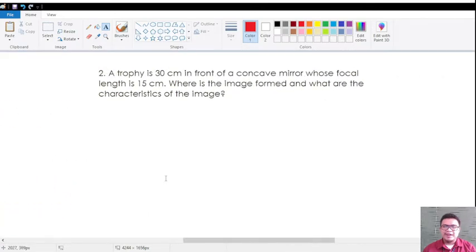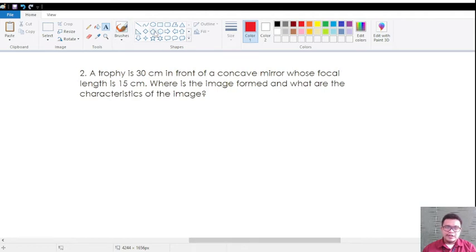It's here. All right. So, of course, as always, write what is asked in the problem. What is asked here? So, what is asked is, where is the image formed? So, that means that DI is still unknown here. Okay? DI is still unknown. Now, how about some of the given variables already in the problem? Let's look at the problem. The trophy is 30 centimeters in front of a concave mirror. So, this will serve as our distance of the object. Okay? That is 30 centimeters.